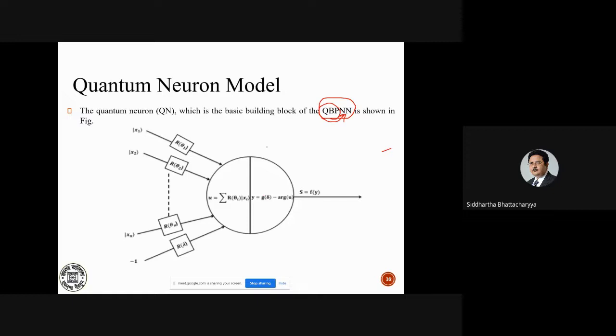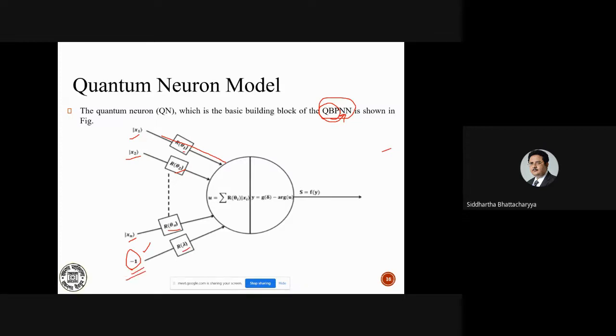So you see the same type of picture is here as in the classical case, but here the inputs are qubits: |x1>, |x2>, up to |xn>, n number of inputs, and a bias input of -1. This is the bias input, okay? And then along with that, these are the individual corresponding weights, which are represented by rotation gates R(theta 1), R(theta 2), up to R(theta n). And this is another fixed parameter, R(lambda), for this particular bias input.